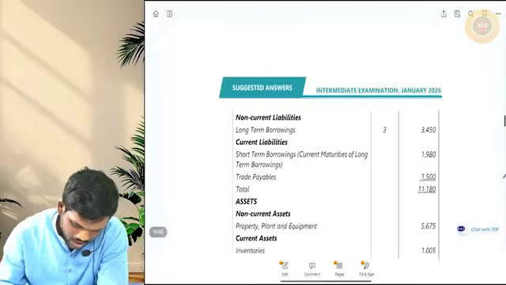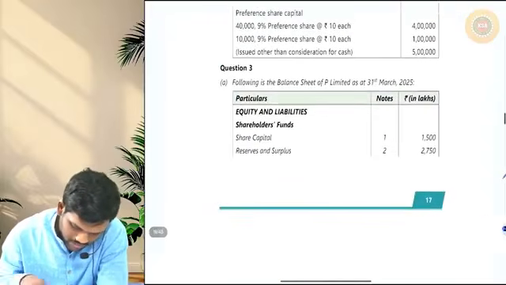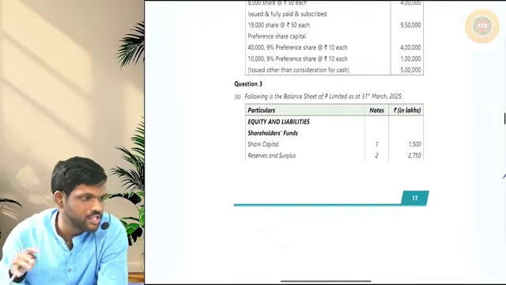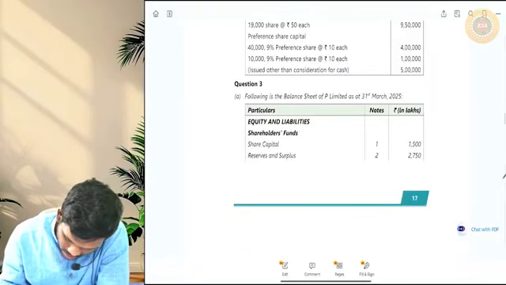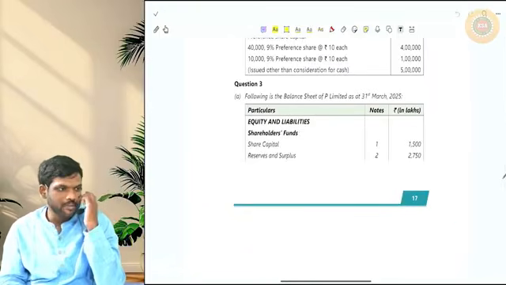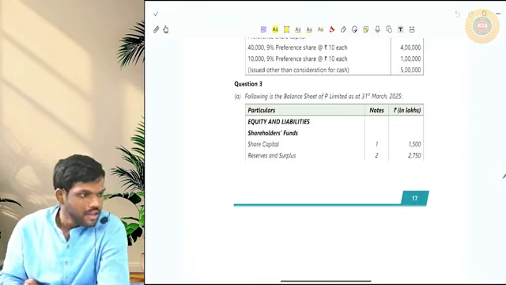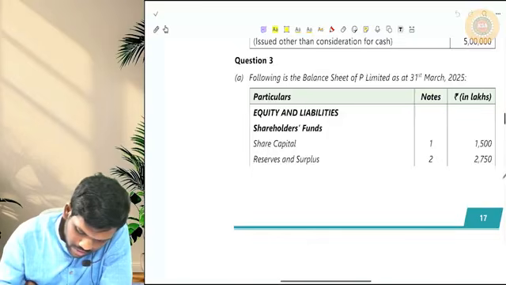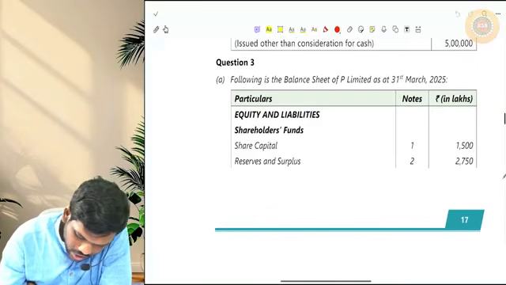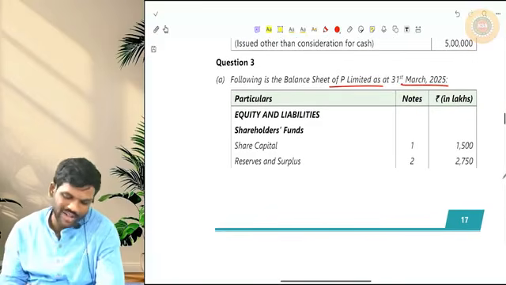Yes, this one. Question number 3. This was a buyback question asked in our latest Jan 26 examination. A simple question, but ICAI has created just one confusion because of their differing interpretations. Let us see what it is. Following is a balance sheet of P Limited. Balance sheet of P Limited as on 31st March 2025.